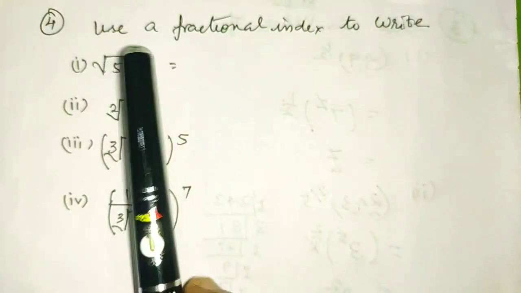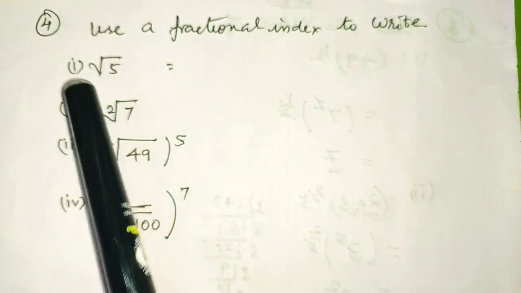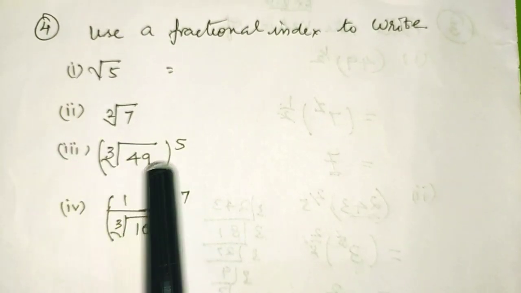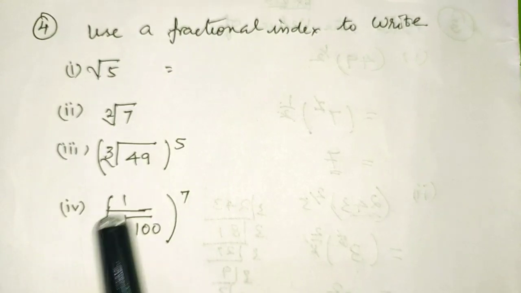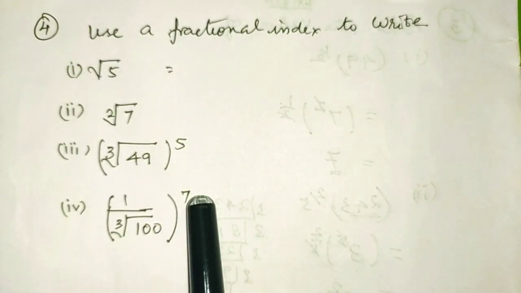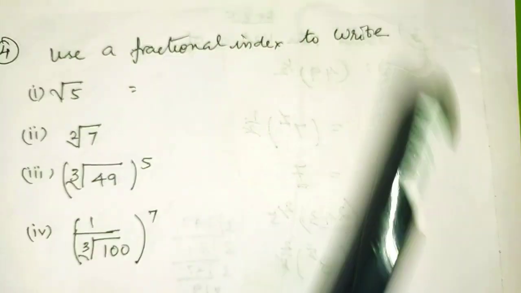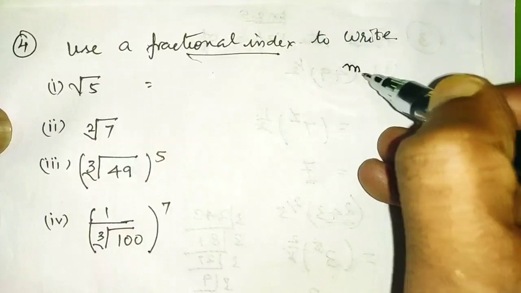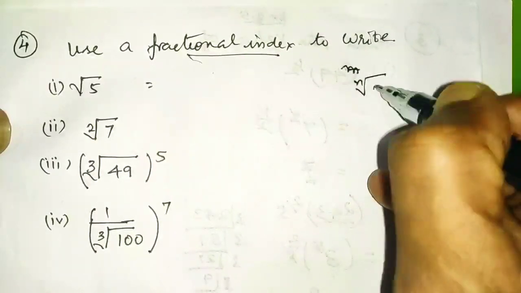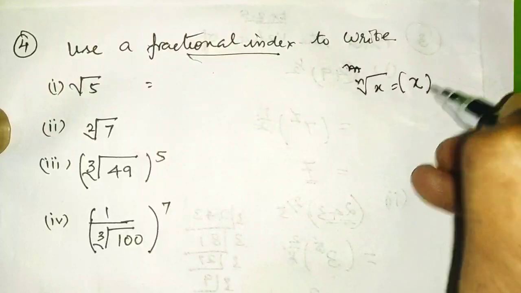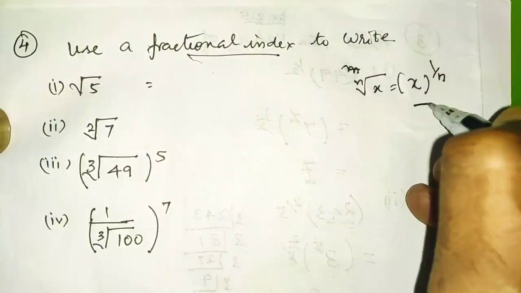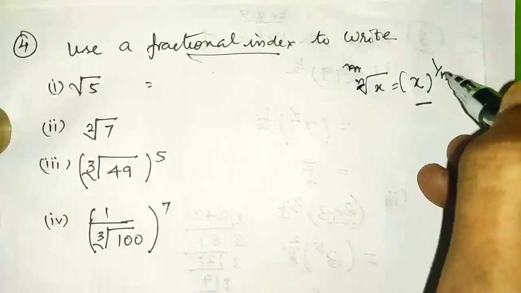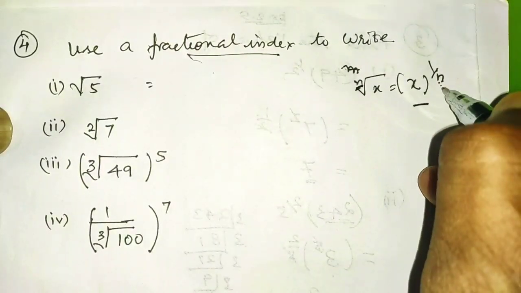Next we are going to do the fourth sum. Use a fractional index to write square root of 5, square root of 7, cube root of 49 whole power 5. Then the fourth sum 1 by cube root of 100 whole power 7. So I already told you how to write the fractional index. That means nth root of x is equal to x power 1 by n. So this is the fractional index. Whatever the index, this is called the index, that should go to the power with 1 by n.